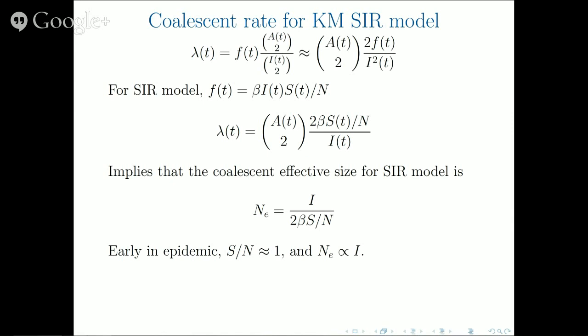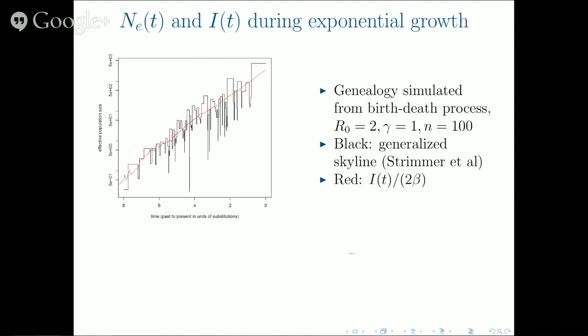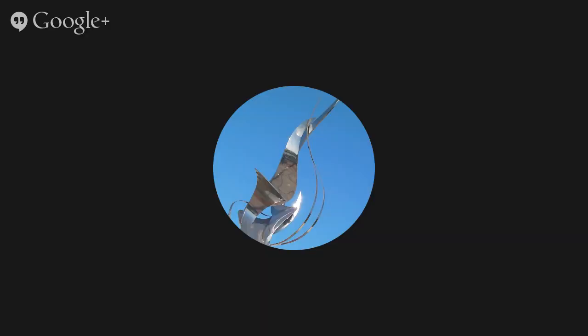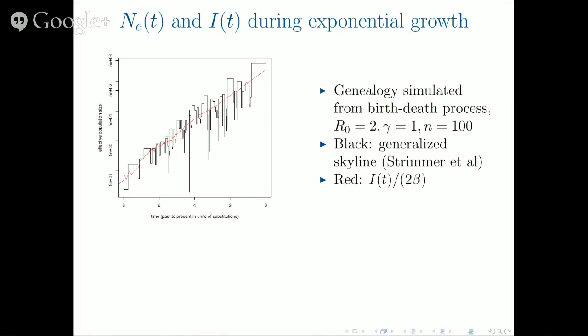Early in an epidemic, the epidemic is growing exponentially, and the ratio S over N is approximately 1. In that case, we can say that the effective population size is going to be proportional to the number of infected, by a factor of 1 over 2 beta. Here's an example of that. I've simulated a genealogy from a birth-death process with R0 equals 2, recovery rate equals 1. I calculated the generalized skyline estimate of effective population size from the genealogy. The red line shows the number of infected individuals from the birth-death simulation divided by twice the transmission rate. You can see it's actually a very good correspondence.